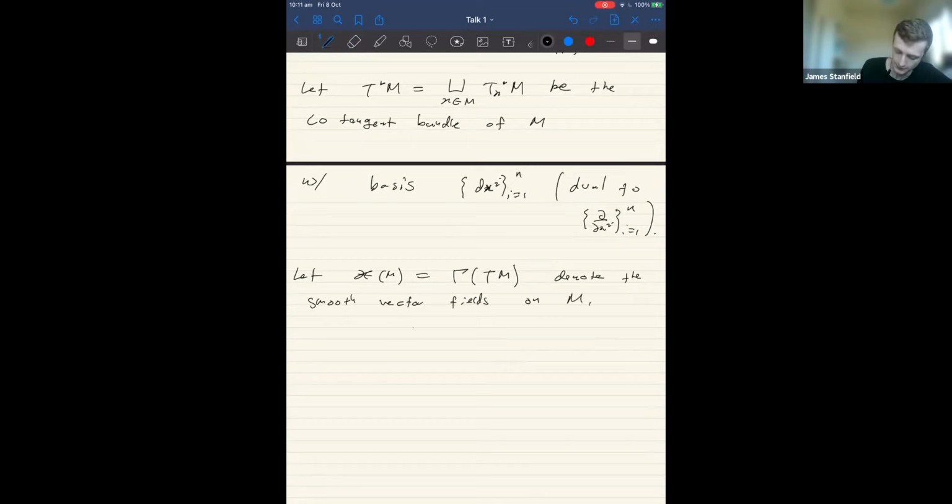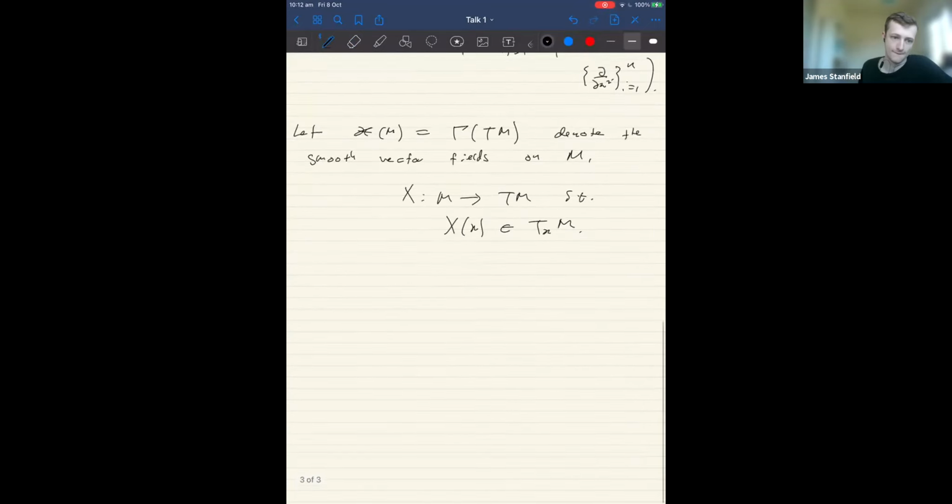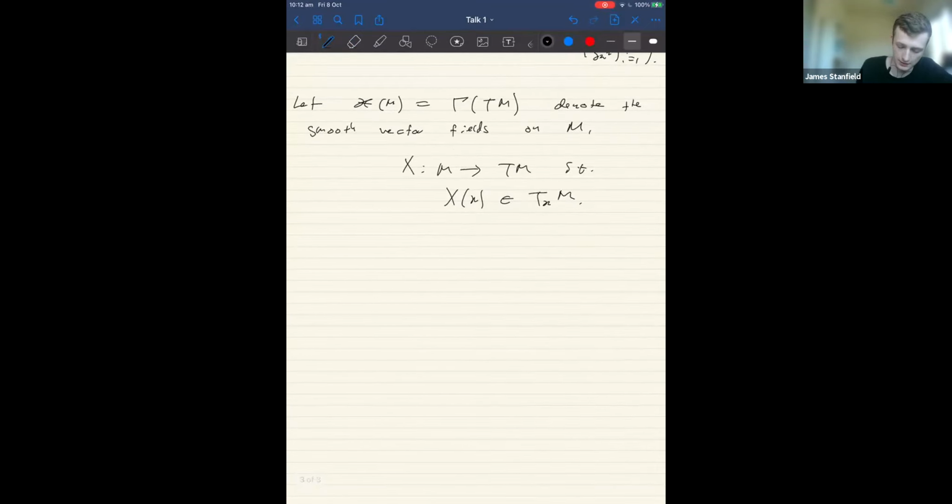On M, right? And so these are just maps from M to TM such that we always lie in the right tangent space, okay? And then I guess the dual concept, right? So we'll just let this be the one forms on M. So these are just the co-vector fields, defined very similarly. I guess if we want to use this notation again, these are sections of the cotangent bundle.